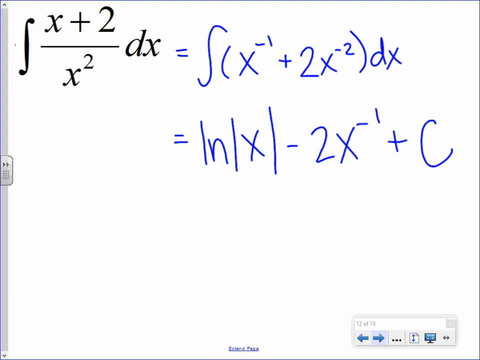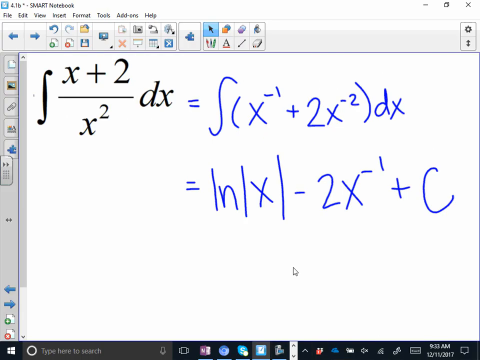Okay, so give me 1 second here because I forgot the page number.